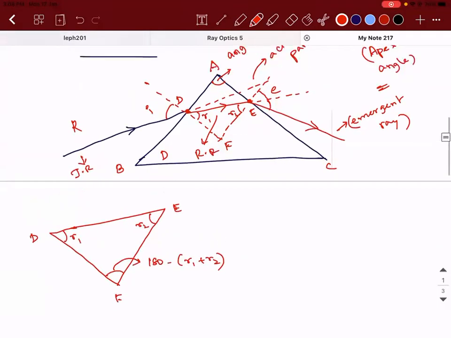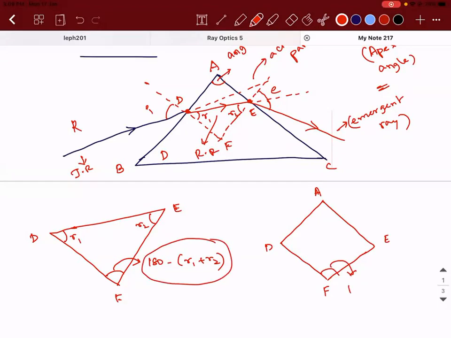Right. Now, if I take the quadrilateral ADFE, how much is angle F? It is 180 minus (R1 plus R2). Angle D in this case is going to be 90 degrees. Observe, because you have taken this whole part. This is the line which is a part of the prism and this blue line is the normal. So the angle between the prism and the normal is going to be 90 degrees.